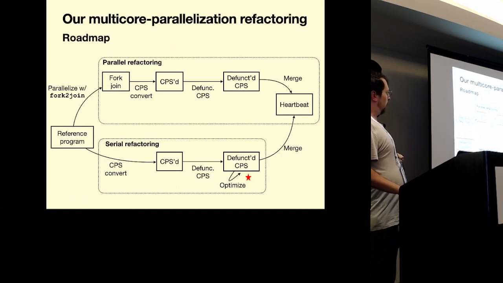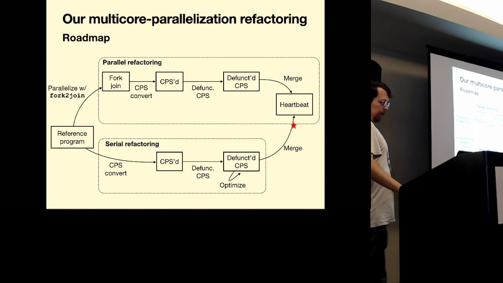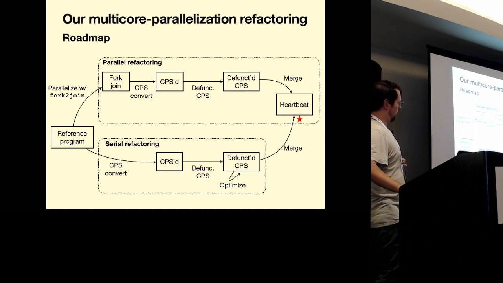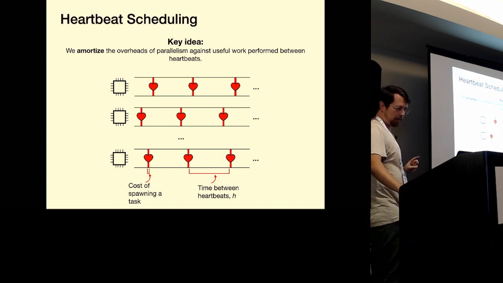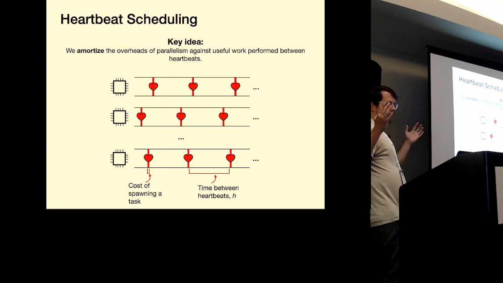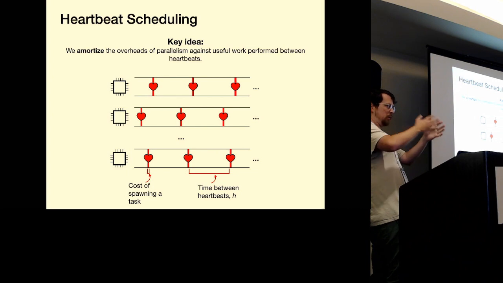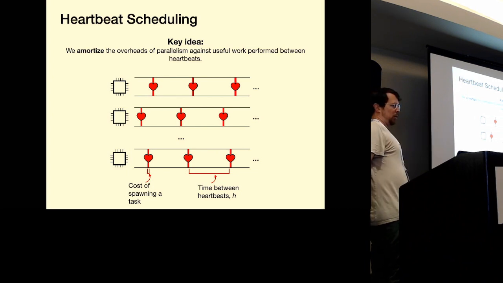Okay, so now we're ready for the interesting part, where we merge the two algorithms. Before we do that, I have to tell you about heartbeat scheduling. The basic idea in heartbeat scheduling is we want to amortize the overheads of spawning tasks, basically the cost associated with calling that fork instruction or creating tasks, all that stuff associated with managing tasks. We want to amortize that against useful work.